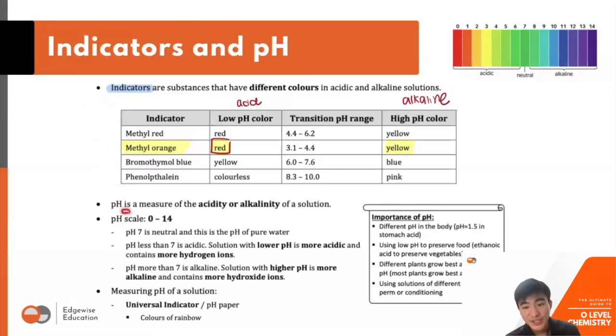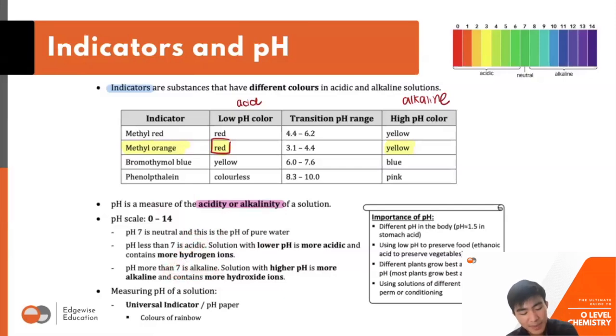Now, pH is a measure of acidity or alkalinity. Learn these two terms: acidity and alkalinity, basically measuring whether something is an acid or alkaline. When a question asks you to define pH, this is the answer that you give. The pH scale is from 1 to 14. Very rarely will you see 0, or you will never ever see 0. pH 7 is neutral, the pH of pure water. Less than 7 is acidic. More than 7 is alkaline.